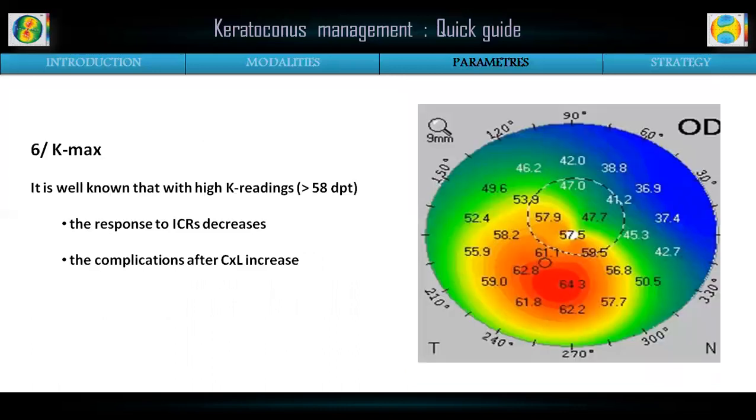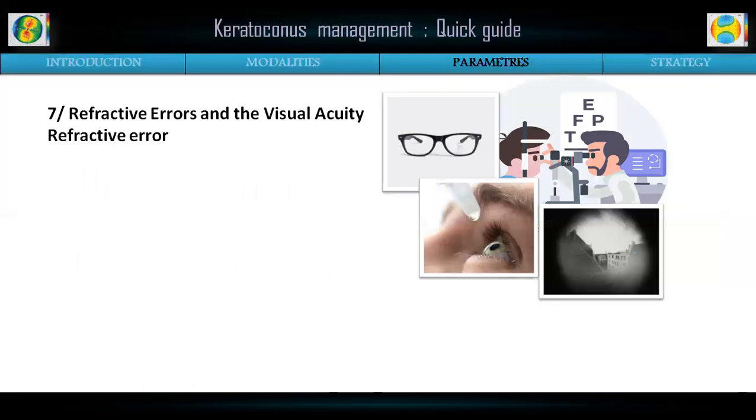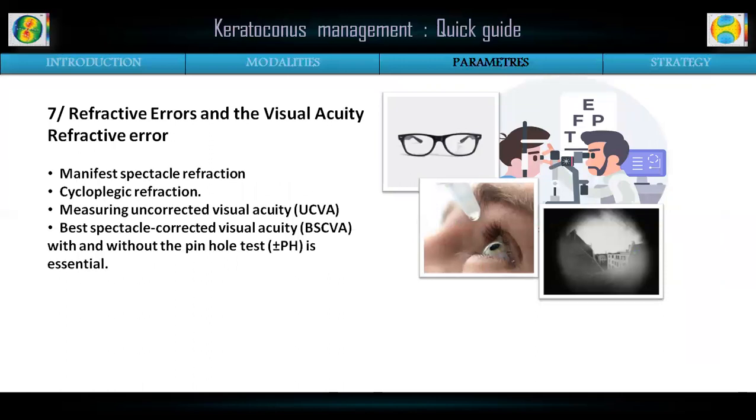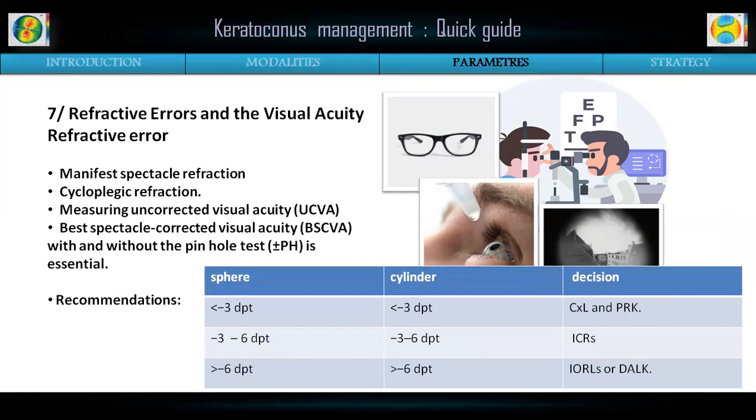For Kmax, it is well known that with high Kmax, more than 58 diopters, the response to the intracorneal rings decreases and the complications after cross-linking increase. For the refractive errors and visual acuity, we have to mention the manifest spectacle refraction, cycloplegic refraction, measuring uncorrected and best corrected visual acuity. And this is the recommendation.